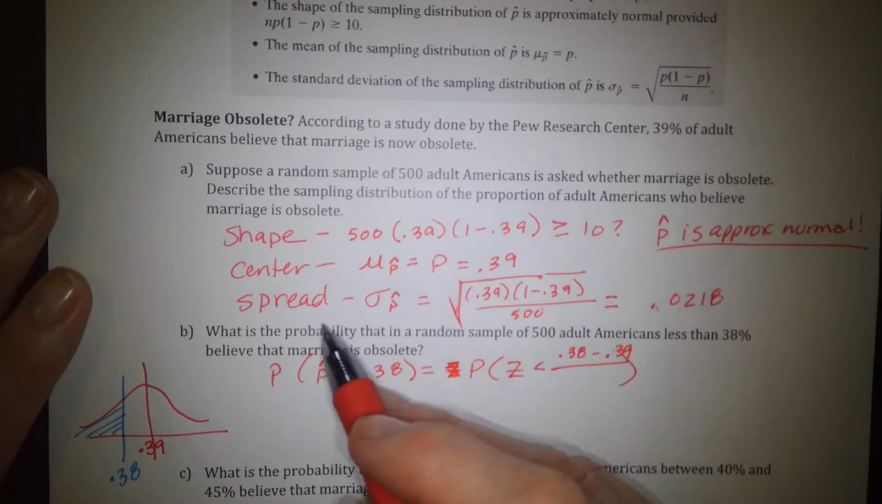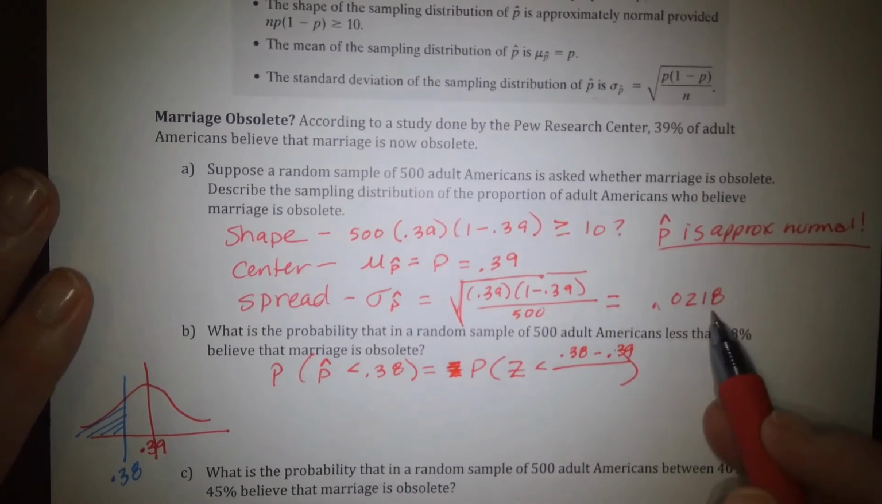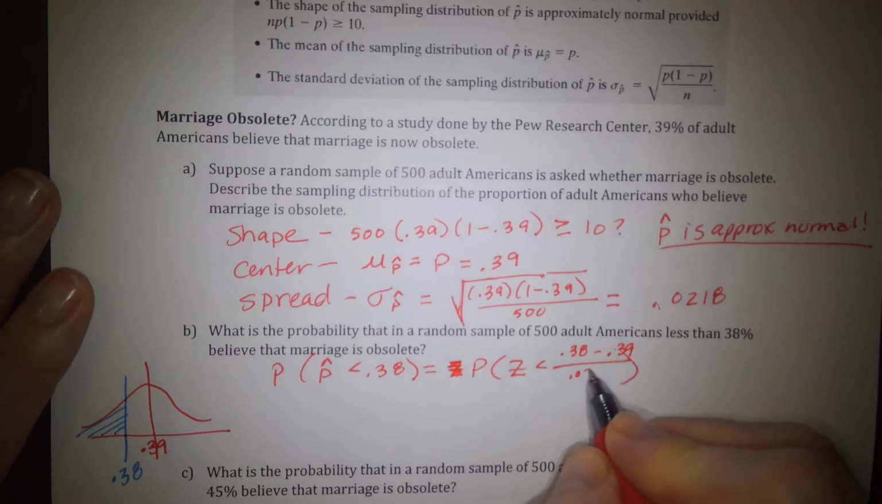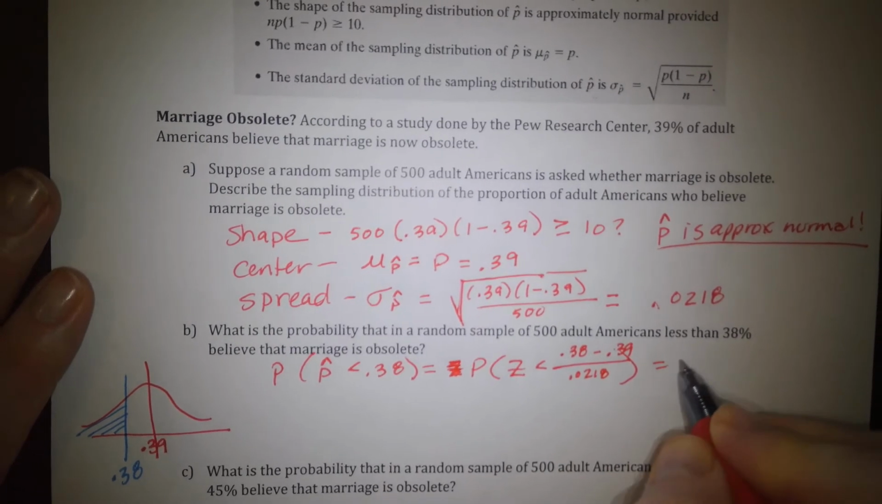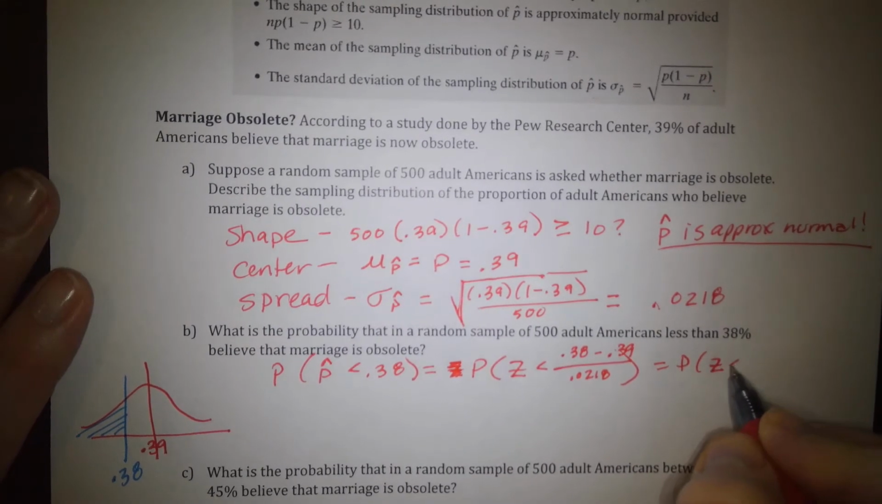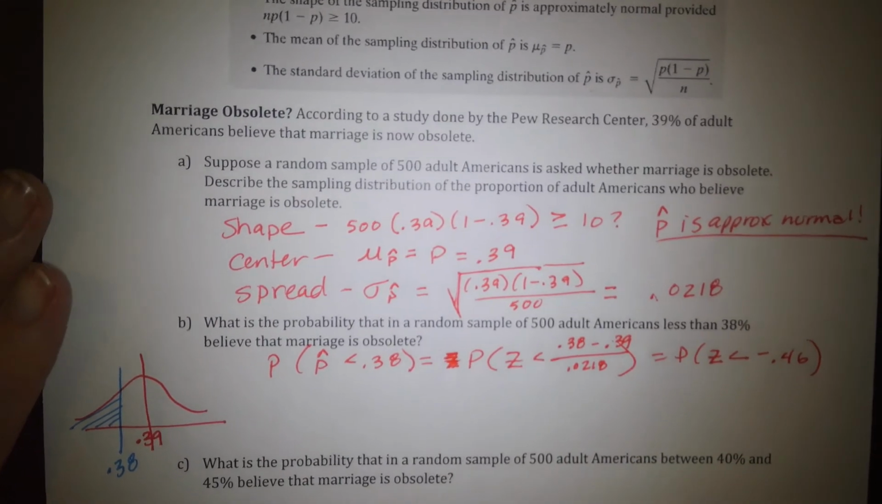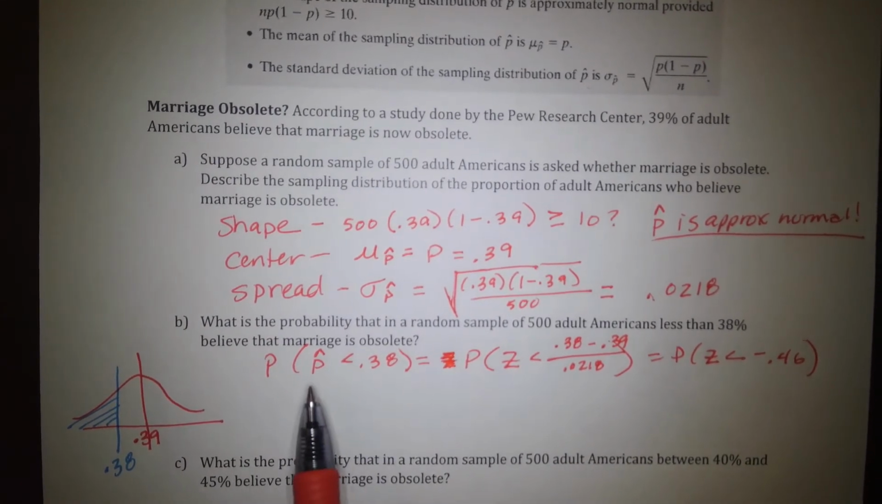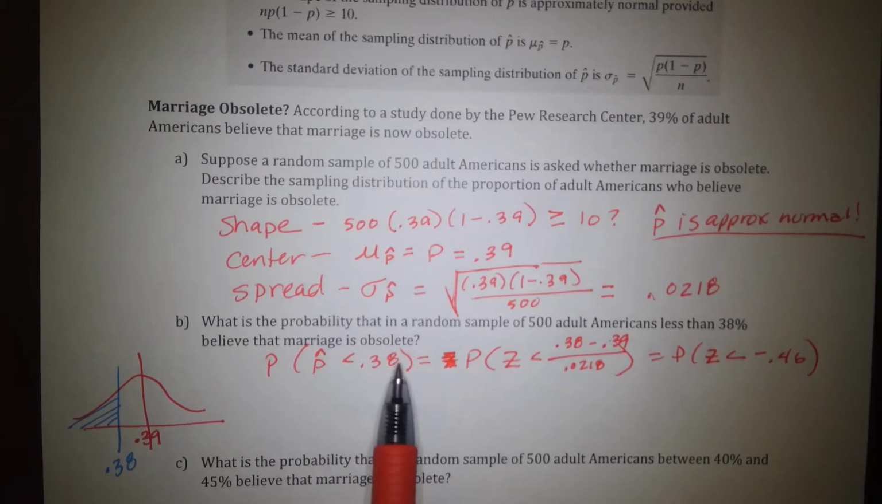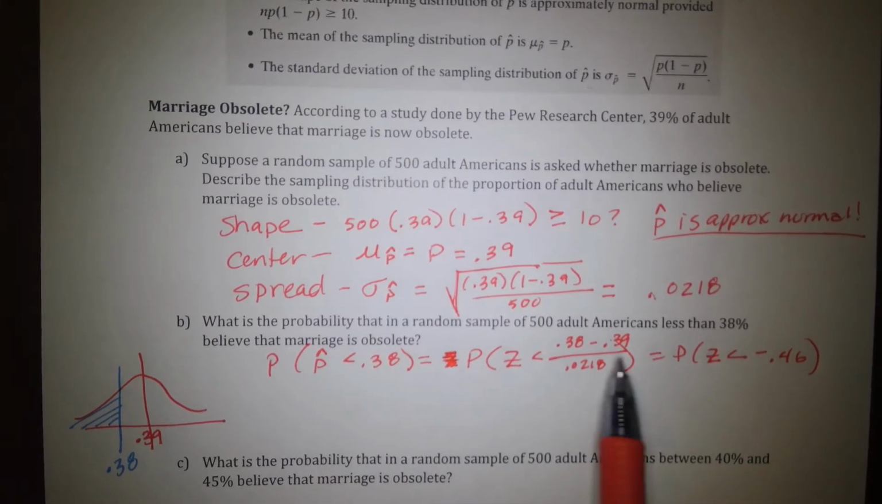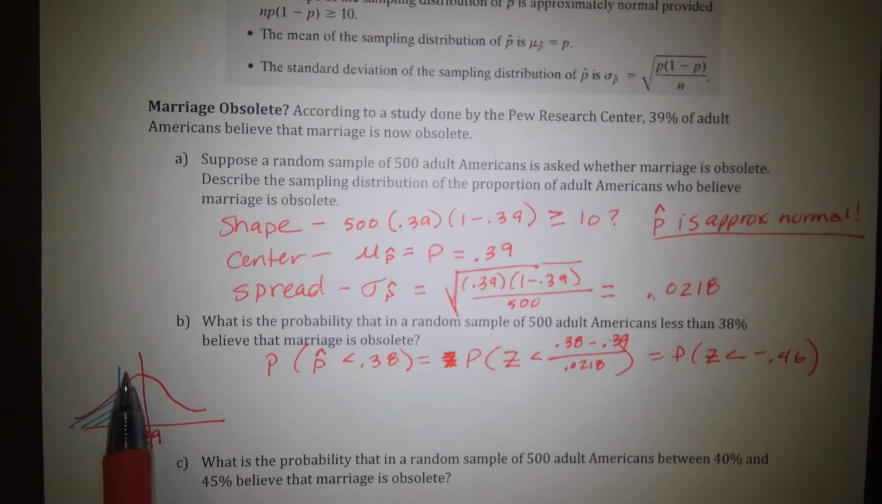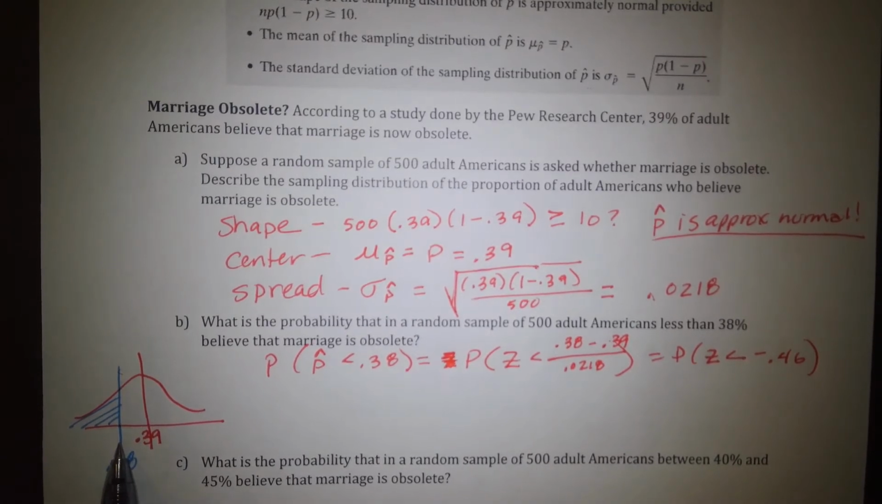We divide that by the standard deviation, which we found right here, is 0.0218. So I find a z-score that is negative 0.46. So all of these things say the same thing. The p-hat is 0.38, but I had to turn that into a z-score, and the z-score of this value is negative 0.46, and we know it's negative because it's on the left-hand side of the mean.